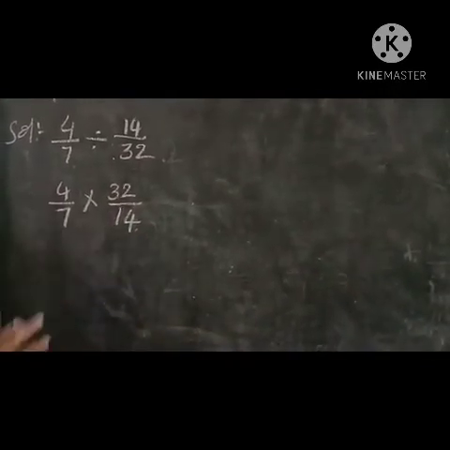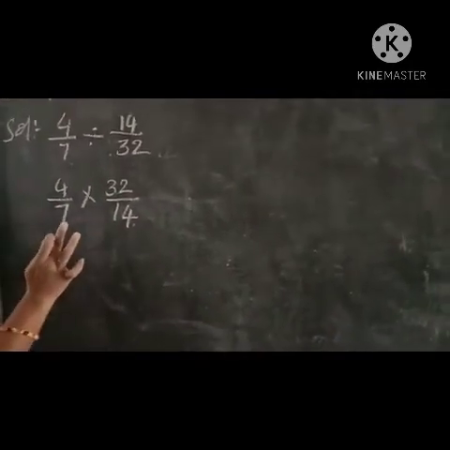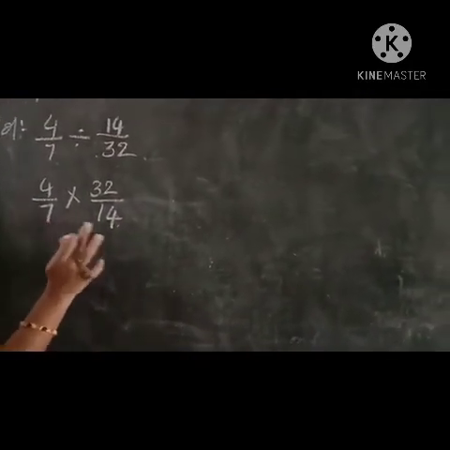There is no cancellation now. Here 7 is there, here 4 is there, 32 and 14. These two, 14 and 7, would cancel, but these two are in the denominator.